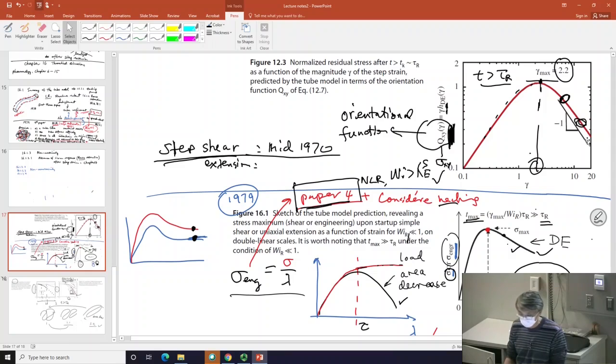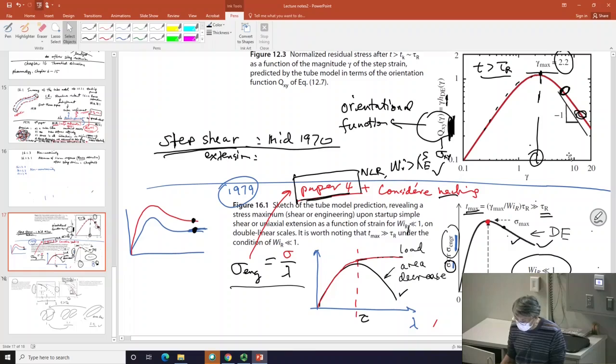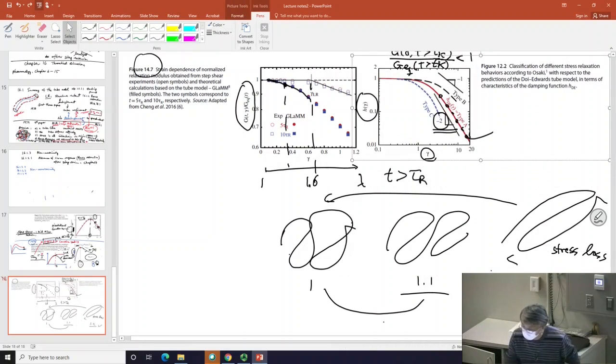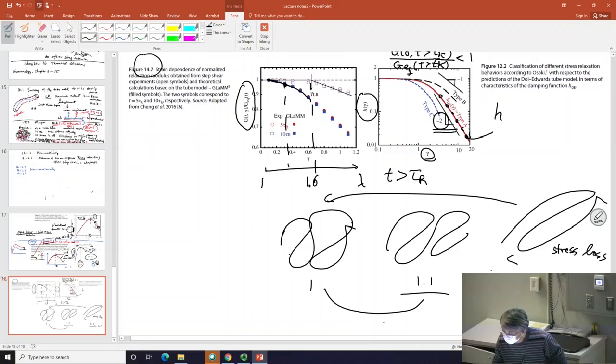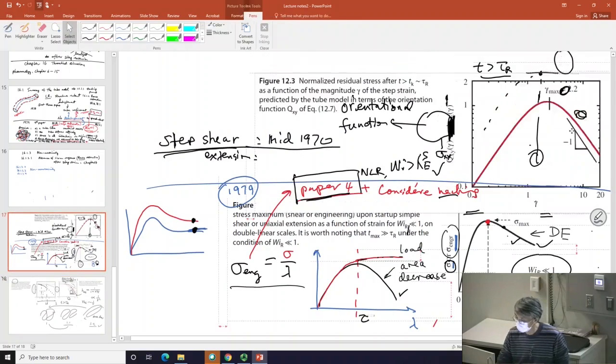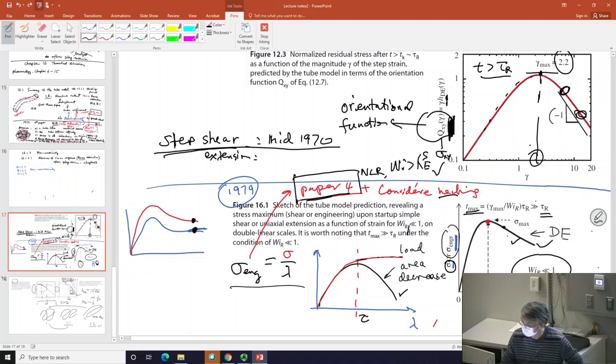That question doesn't exist. So, since I'm on this page, I just want to indicate formally that according to the tube model, numerically, the tube model, or the Doi-Edwards model, basically prescribes the damping function, which numerically can be approximated by this function. And this function, of course, goes as 1 over gamma squared. So even when you multiply that by gamma, it still goes as 1 over gamma. That's the slope on this side, right? That's the -1 slope here.